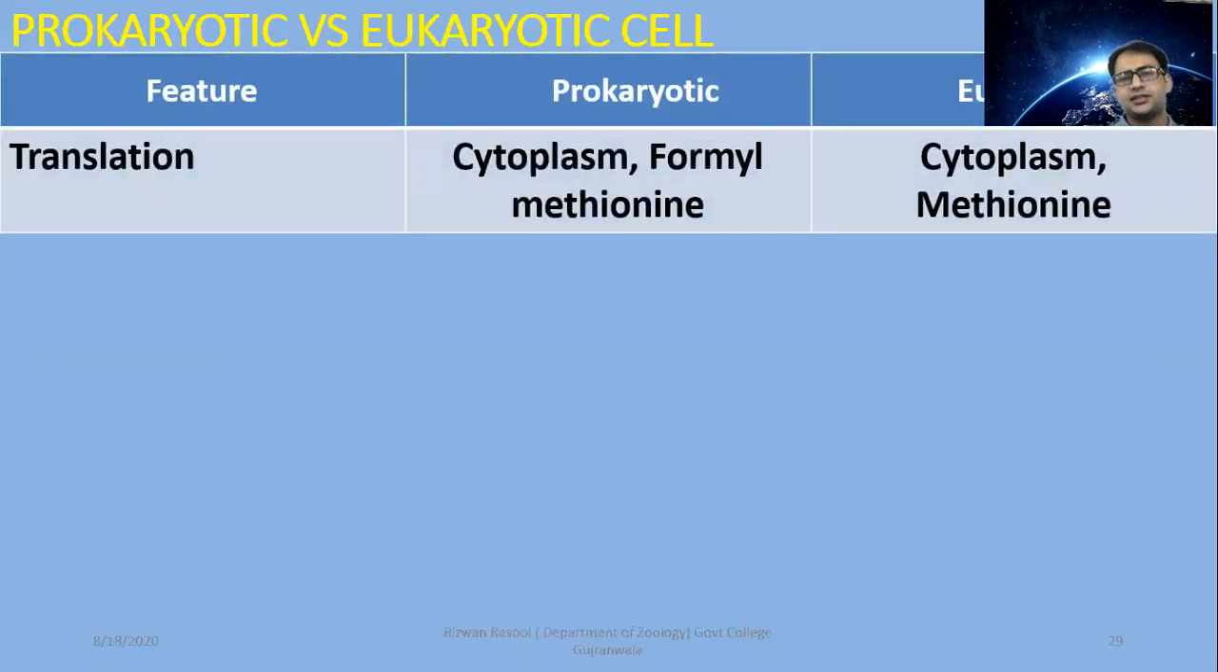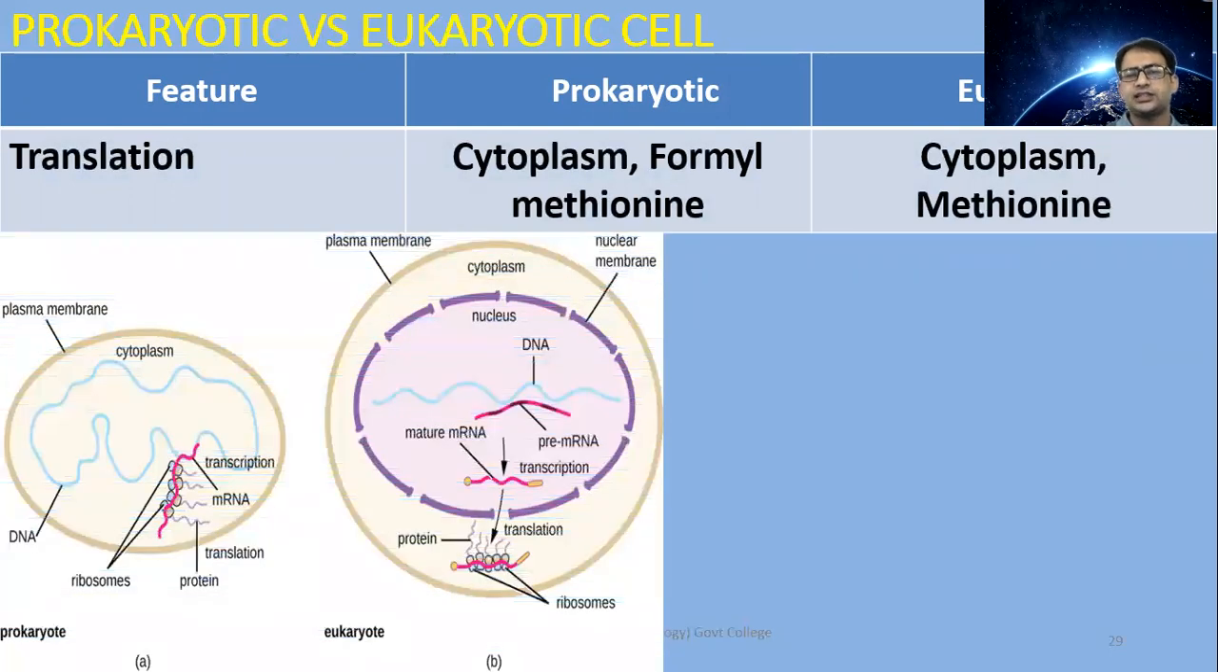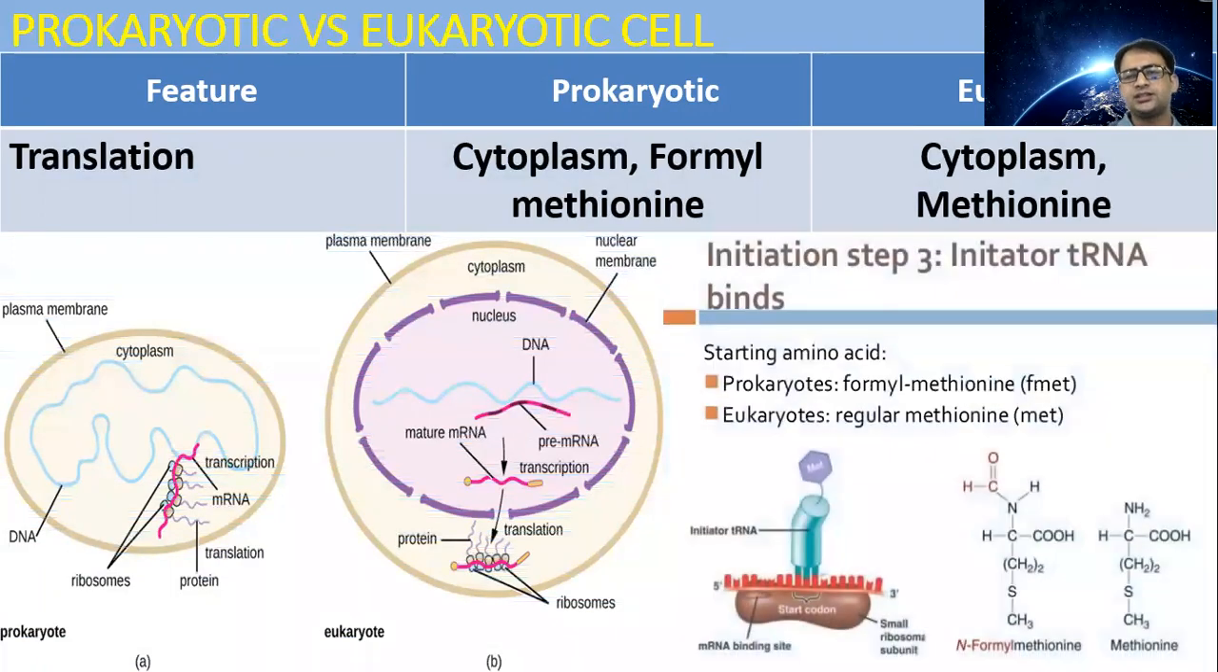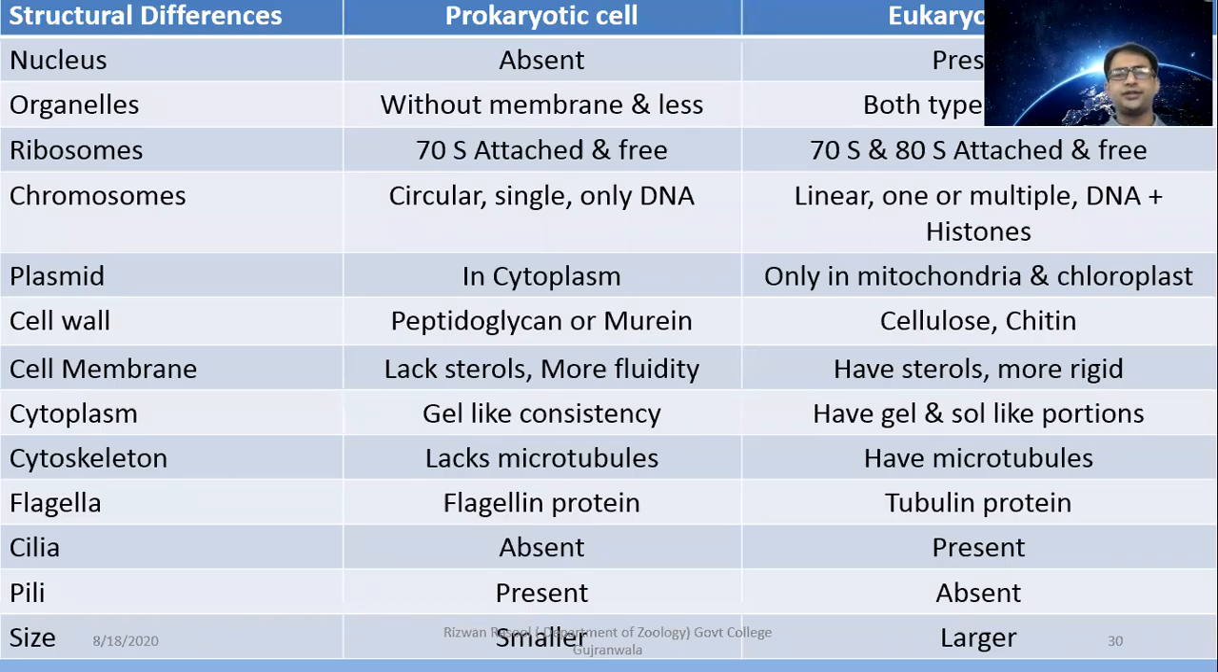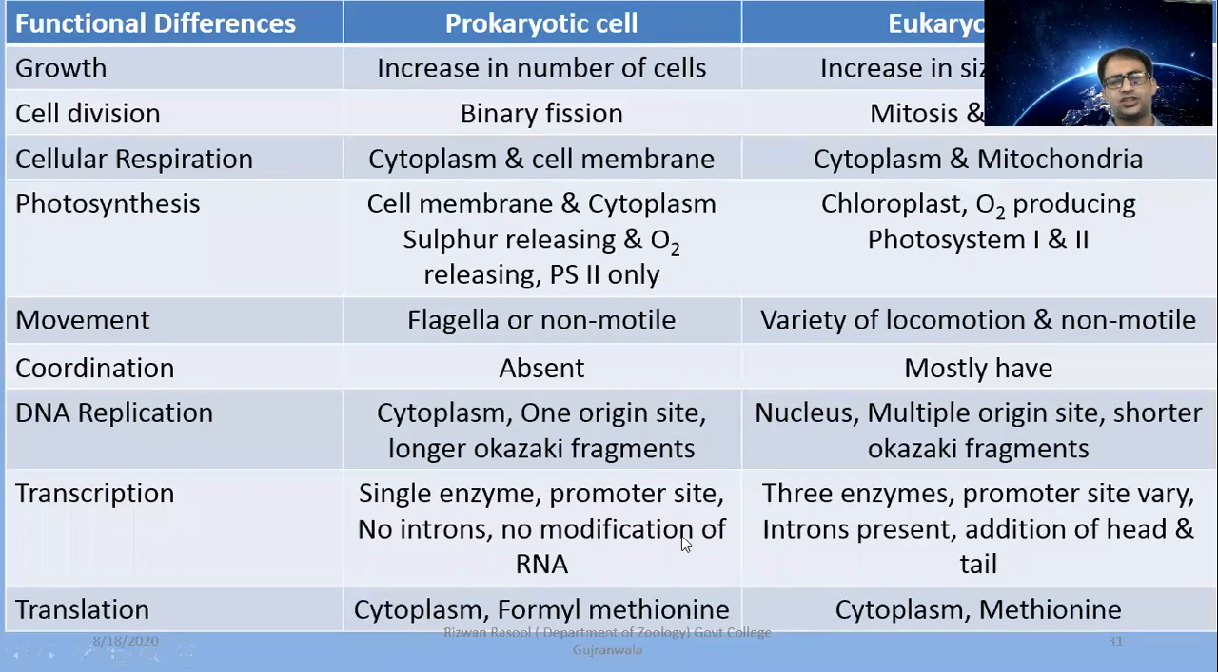In translation, it occurs in the cytoplasm in prokaryotes and in eukaryotes too, but the first amino acid is modified in case of prokaryotes to formyl methionine, and eukaryotes have methionine. And this is a summary of differences between prokaryotic and eukaryotic cells. These are structural differences which we discussed one by one, and these are functional differences.